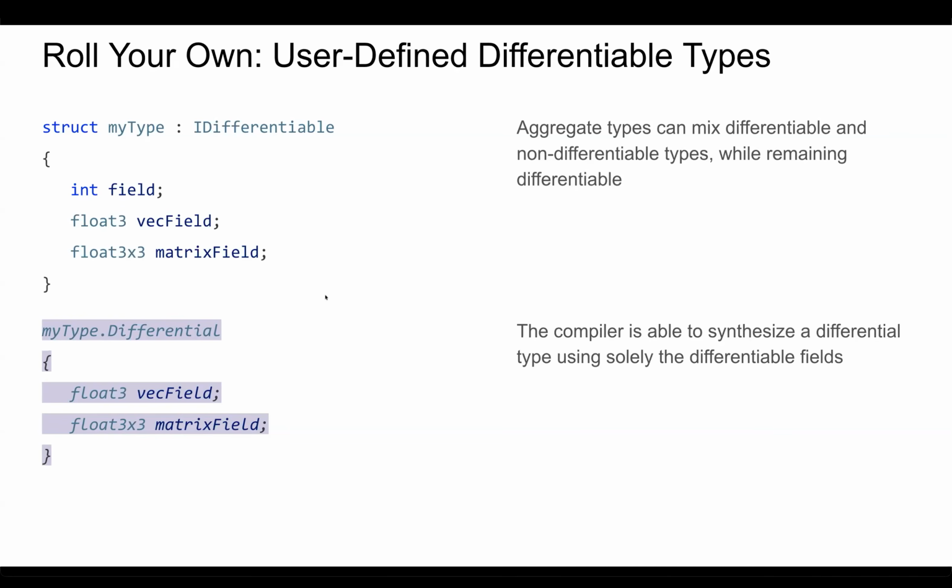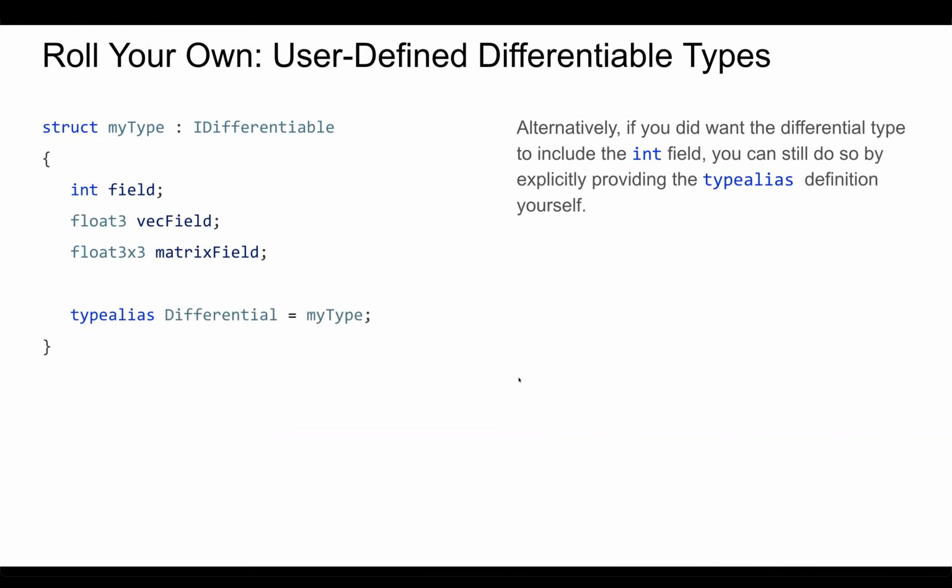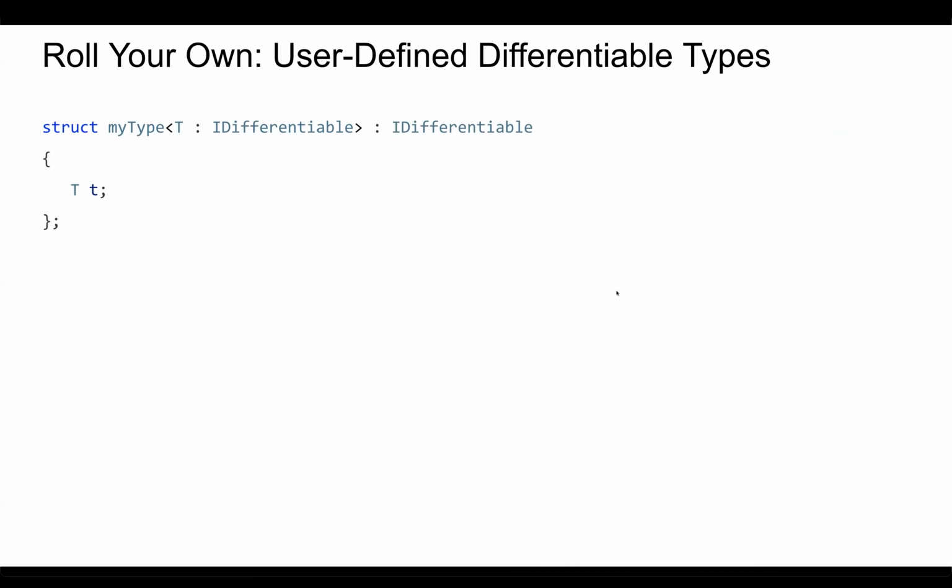So the resulting myType.differential type synthesized by the compiler here will then look like this. The compiler will be able to track and propagate gradients through the differentiable fields and safely ignore the non-differentiable parts of your data structure. However, if you didn't want to use the type that the compiler will synthesize, you can still provide the differential definition yourself. For example, if you wanted the differential to retain the integer field, you could simply use the type alias to define the differential type as itself. And that would override the compiler's synthesis.